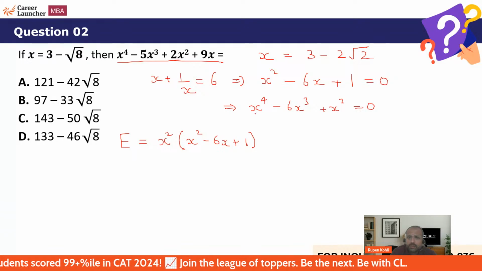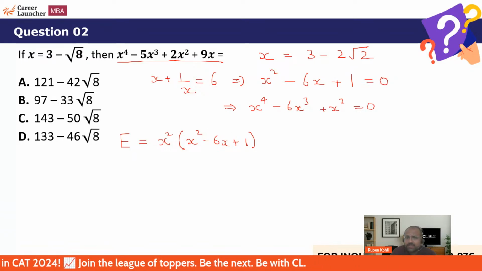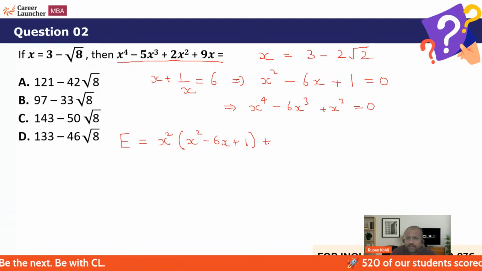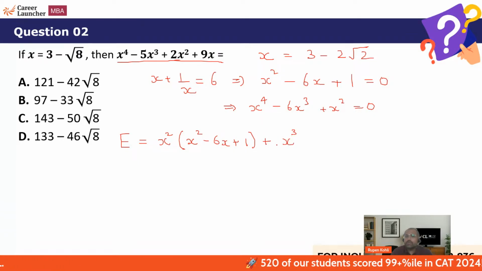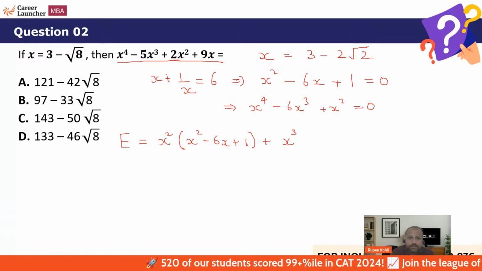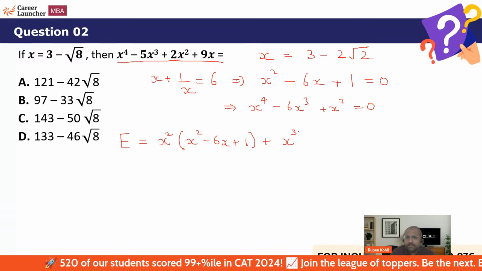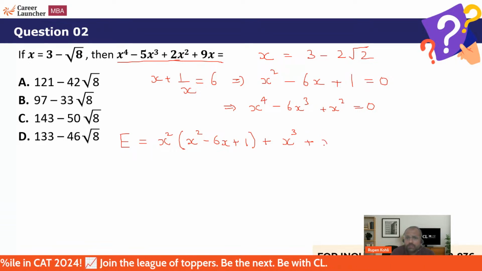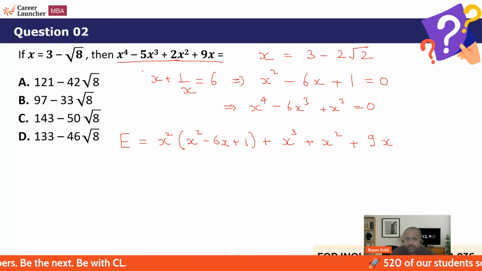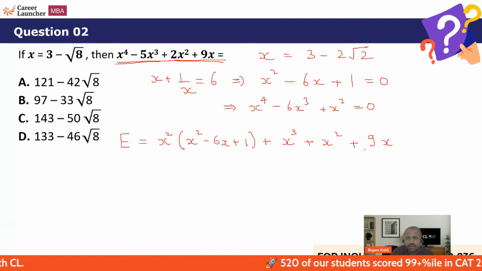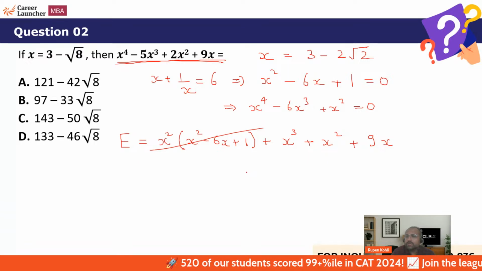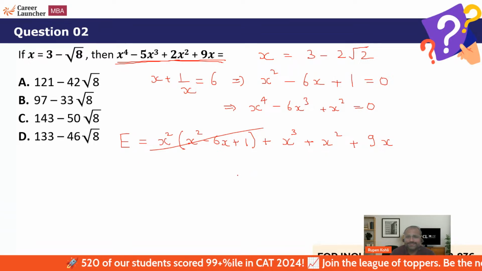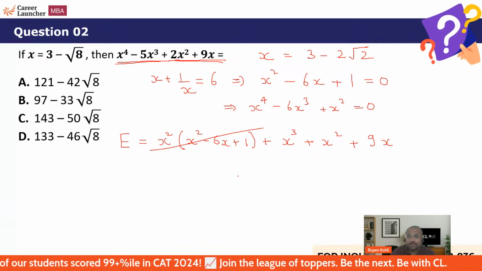But x4 is okay, but we have minus 6x cube here, whereas this had minus 5x cube. So can I say I need 1x cube to balance out? Minus 6 plus 1 is minus 5. So I'm balancing out the expression. Likewise, there is 1x square, but this was 2x square. So I need one more x square, and the 9x was already there. So now this is exactly what is written here, and this, can I say, crosses. This is 0. So now I'm left with a cubic expression.